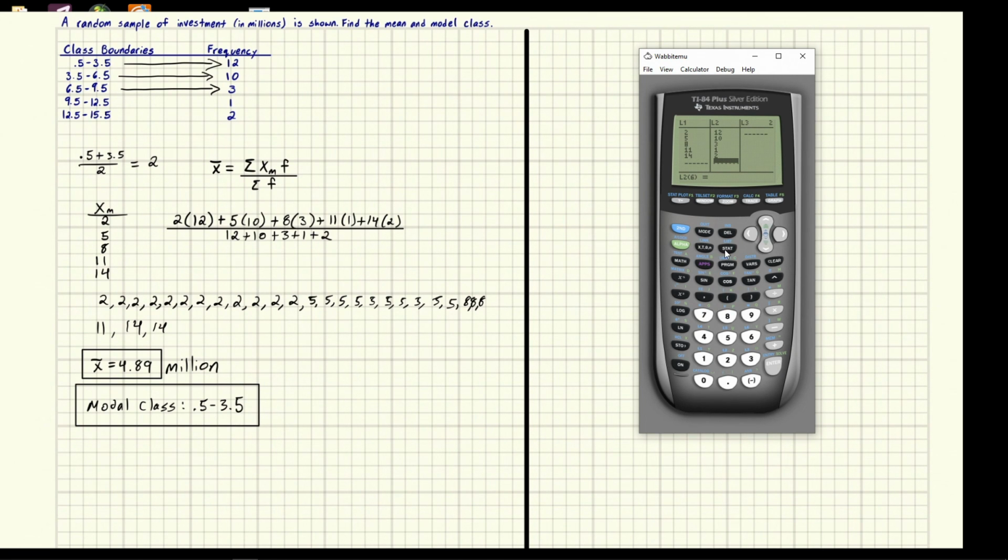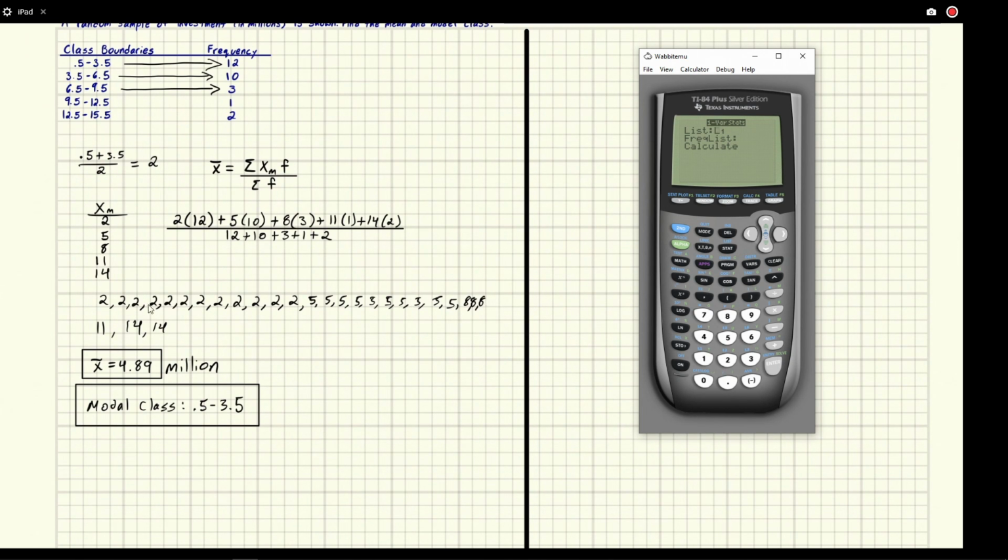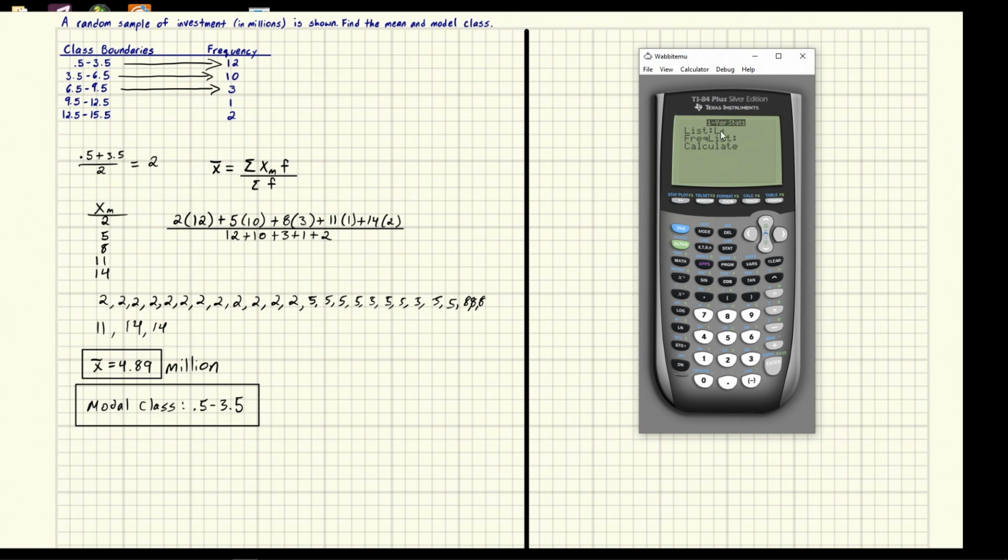So now we're going to go to stat, then calculate, and then 1-Var Stats, just like before, except this time we've got 2 lists, and we're going to need to use both of them. The first list has the numbers that we're using: 2s, 5s, 8s, 11s, and 14s. Those are the midpoints, right? So we're going to choose list 1 where we put the midpoints.